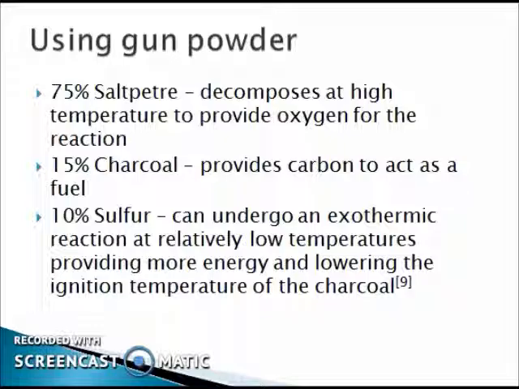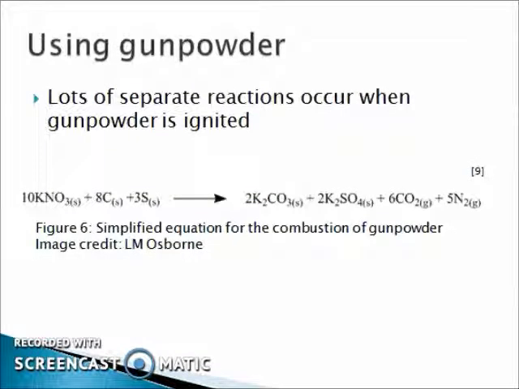Sulphur can also act as a fuel, but its main purpose in gunpowder is to lower the ignition temperature of the charcoal. This works because sulphur can undergo an exothermic reaction at relatively low temperatures, which provides more energy in the reaction and makes it easier for the activation energy to be overcome. Once the gunpowder is ignited, rather than one simple single reaction taking place, there are many different complex reactions, which makes it difficult to determine the precise reactions for the combustion of gunpowder.